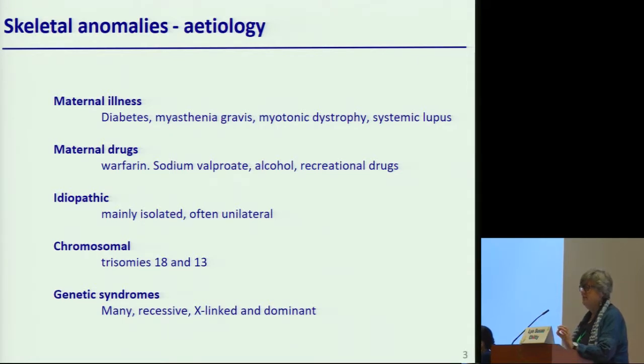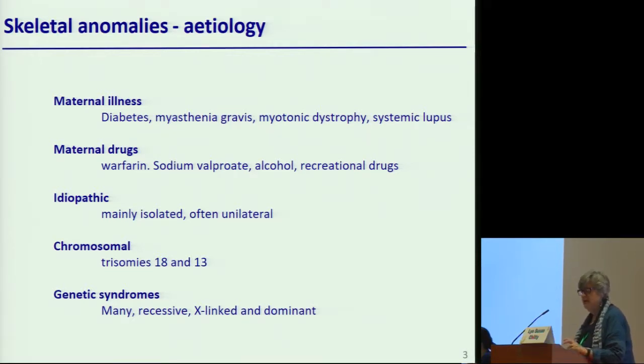First of all, you need to think about the etiology of skeletal anomalies. Maternal illness, so diabetes, maternal myasthenia gravis can give you contractures. If mum has myotonic dystrophy, the fetus can present with talipes and polyhydramnios. With systemic lupus erythematosus, you can get stippled epiphyses, and I'll show you some pictures later, which can give you a clue to an underlying immunological diagnosis in mum.